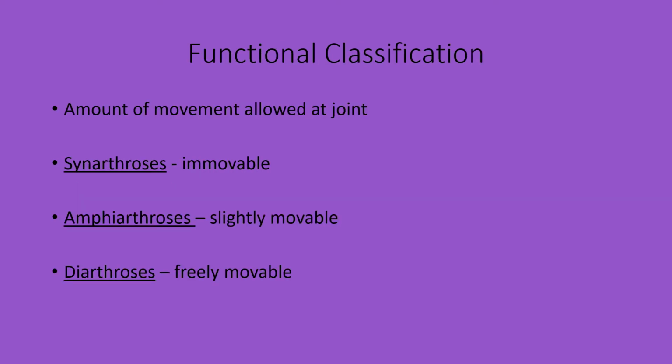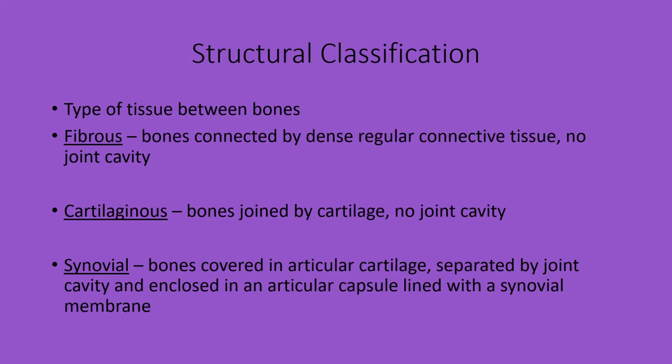If we look at the functional classification scheme, we look at how much movement is allowed at that joint. If it's immovable, it's known as synarthrosis. Amphiarthrosis are those joints that are slightly movable, and diarthrosis are when it's freely movable. As I said, we can also classify by the structure. Classify it by the type of tissue that's found between the bones at that joint.